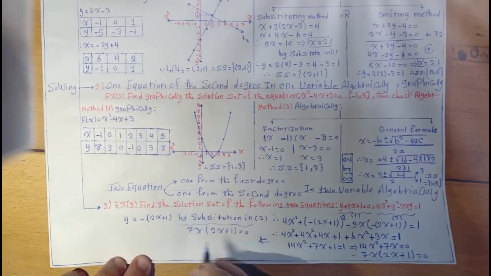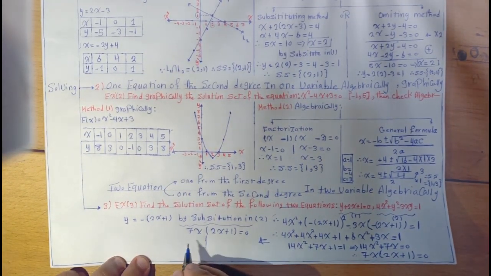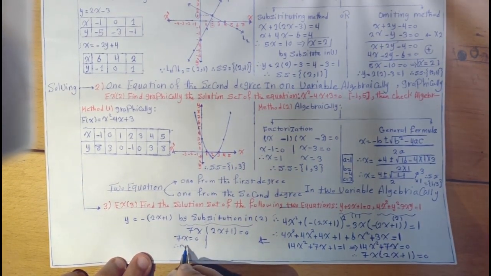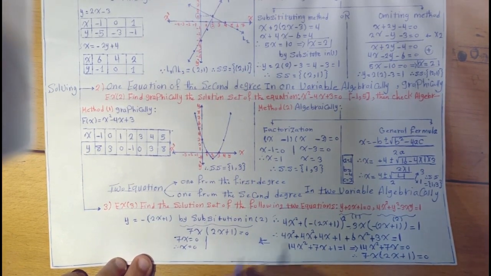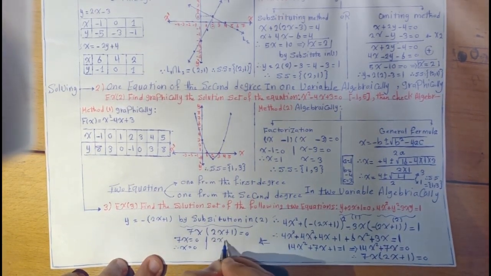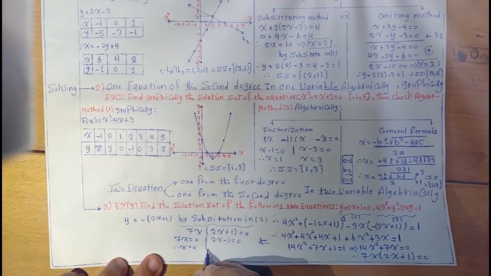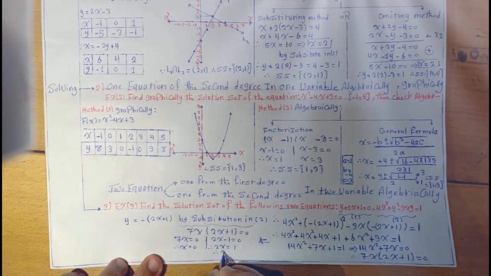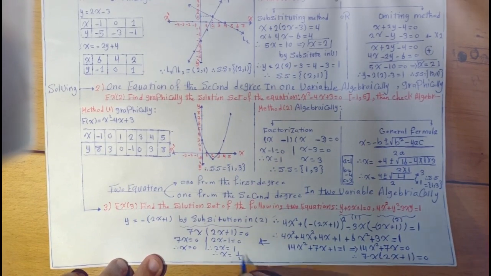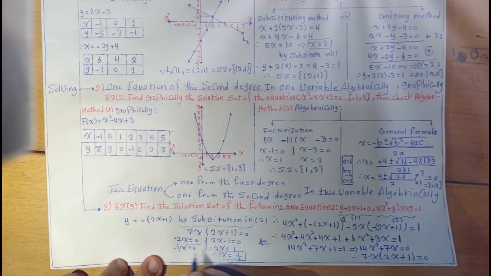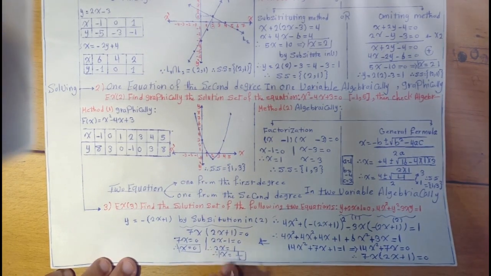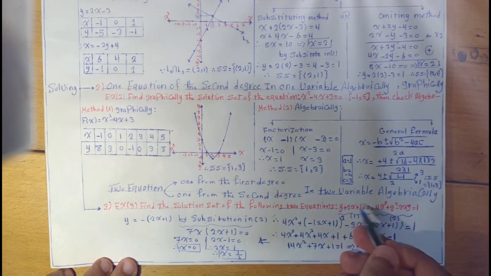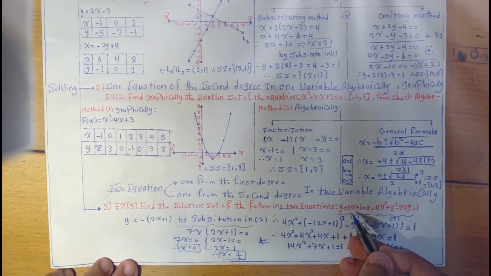Now, if 7x equals 0, then x equals 0. And if 2x negative 1 equals 0, then 2x equals 1, then x equals what? Equals half. Yes, equals half. These are two values of the variable x. By substitution of these two values in the first equation we get the value of the variable y.